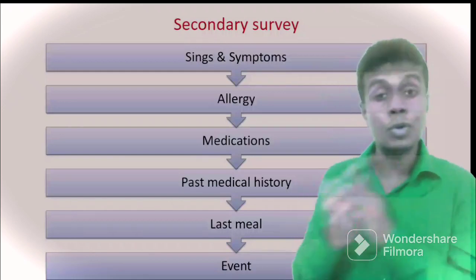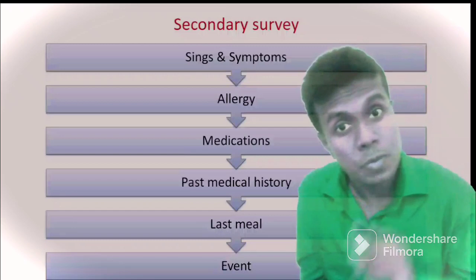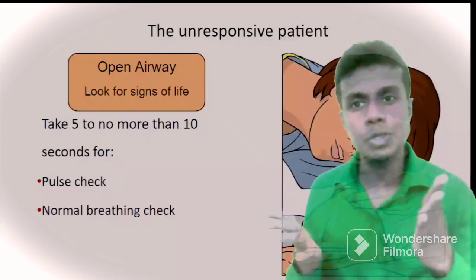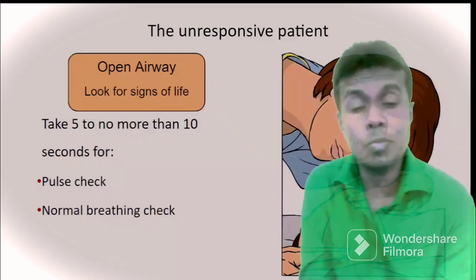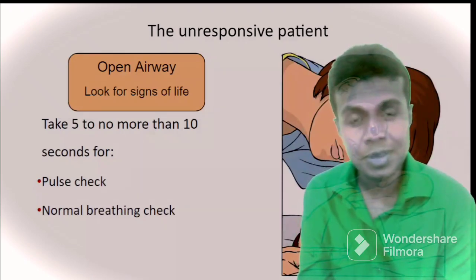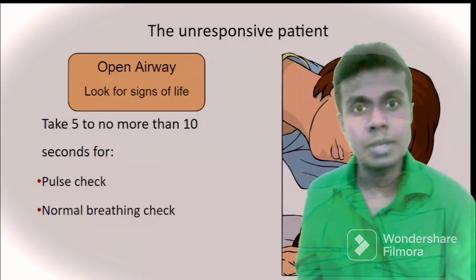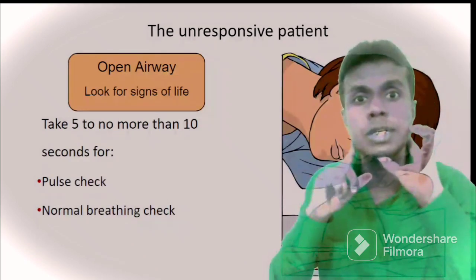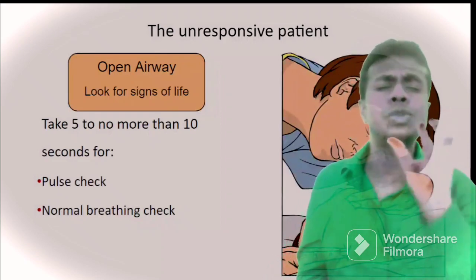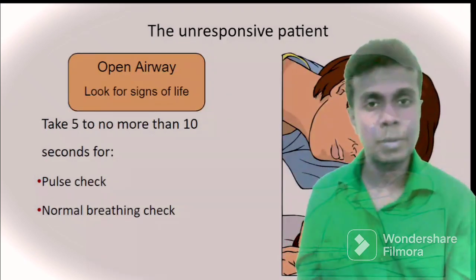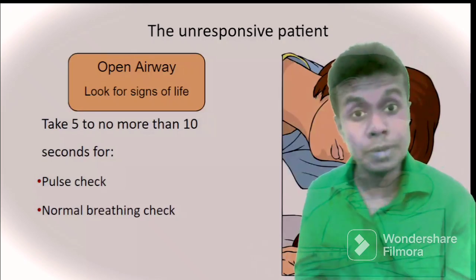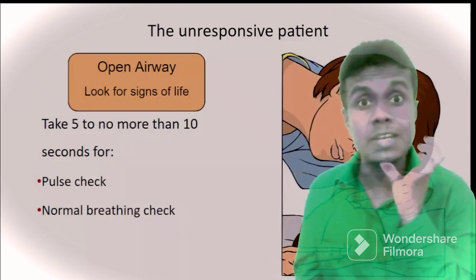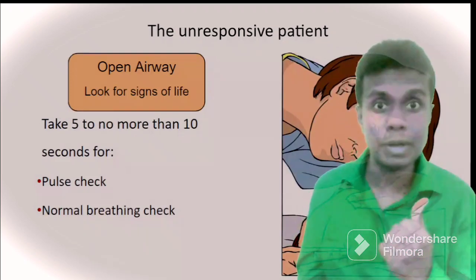Primary survey followed by secondary survey. If you find an unconscious patient, what are you going to do? The patient is unresponsive. First of all, you have to open the airway. For that, you can use chin lift, jaw thrust, and head tilt. Once you do those three things, most of the time the airway will be patent.